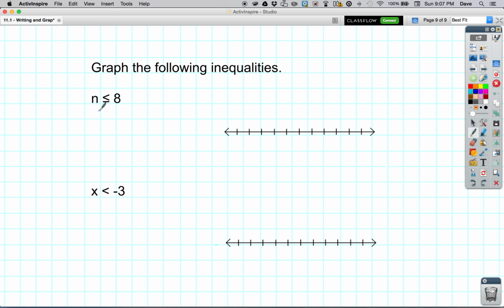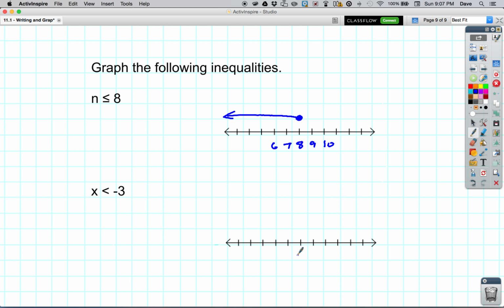All right, so here's how my graph would look. N is all numbers less than or equal to 8. So I start here at 8, and then I label a couple numbers above it and a couple numbers below it. And then I ask myself, well, can I include 8 in this? Yes, N is equal to 8. So a closed dot, and N is also anything less than 8. So an arrow left. So N is less than 8 or equal to 8. So the arrow and the dot.